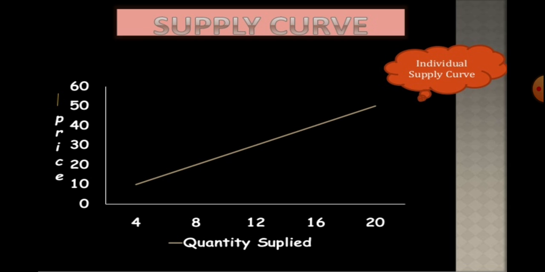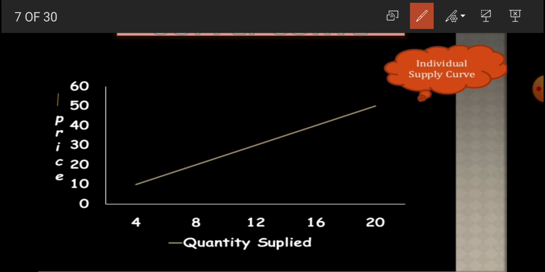Now, move to the diagram. This is the diagram. As we have studied, there is always a positive relationship between the price of the commodity and its supply. That's why the supply curve of a commodity is always an upward rising, positively sloped curve.